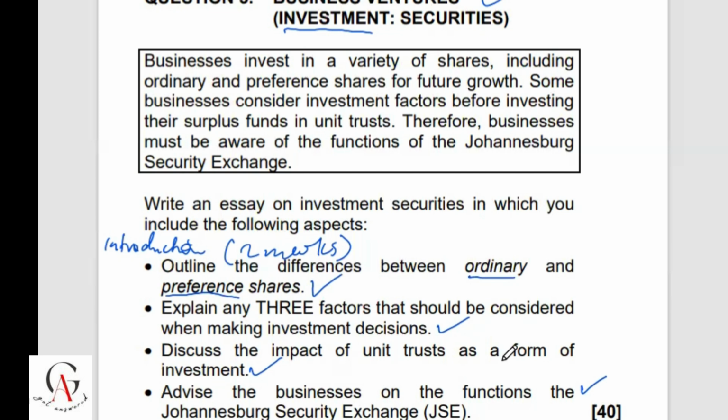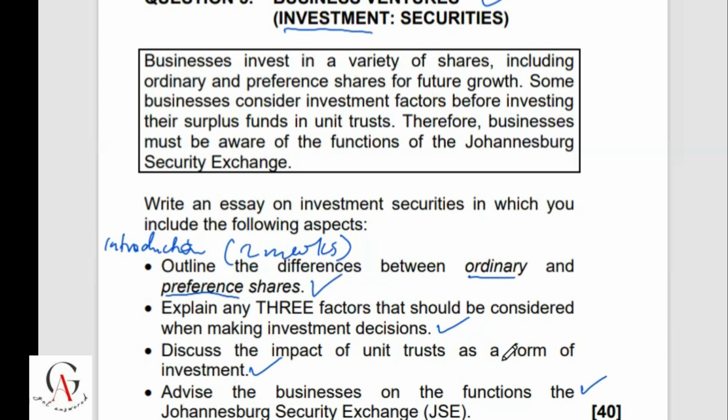Okay, right. So now under ordinary shares, normally the higher the profit, the higher the dividend. But under preference shares, the shareholders' dividends are fixed. Whether the business is making profit or not, they are supposed to get their dividends, or be entitled to their dividends.